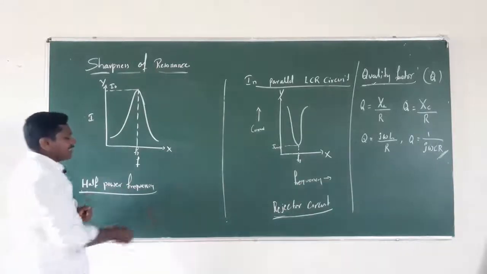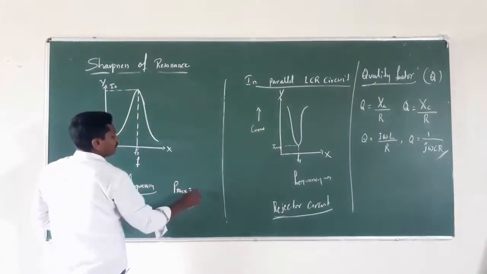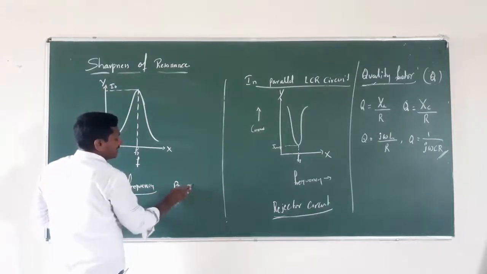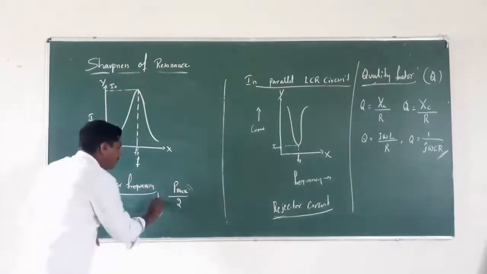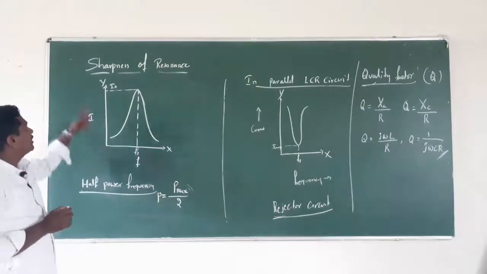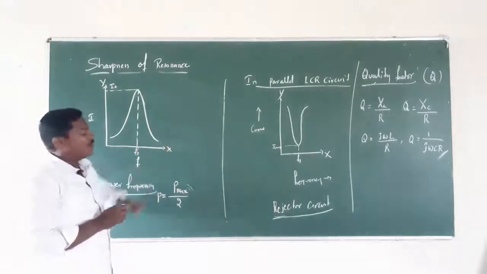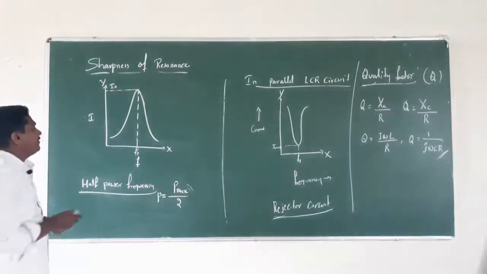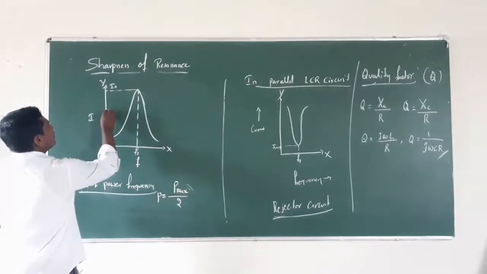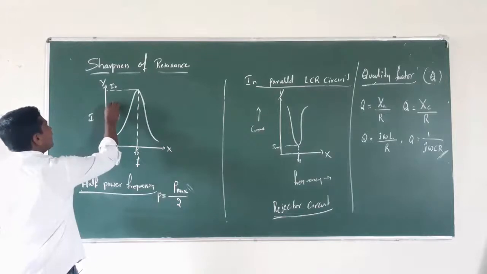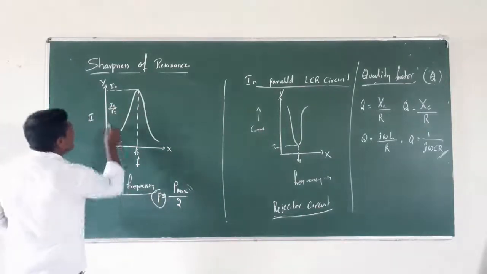Let us consider a maximum power that can be represented by P max, and half power that can be represented by P max divided by 2, that is equal to P. The half power frequency in the sense the frequency at which the power is half of the maximum power. So here for half power frequency, we know the expression I naught divided by square root of 2. So this represents the value at half power frequency.